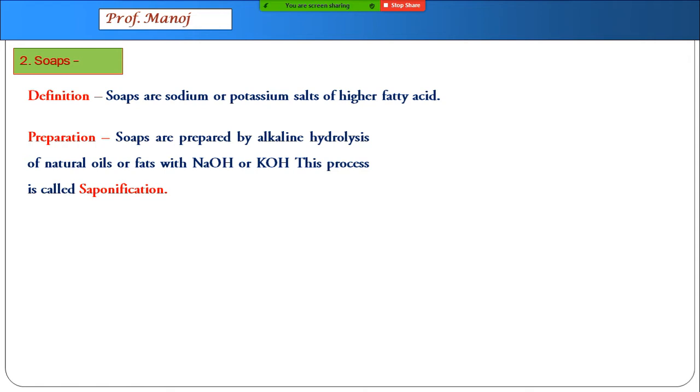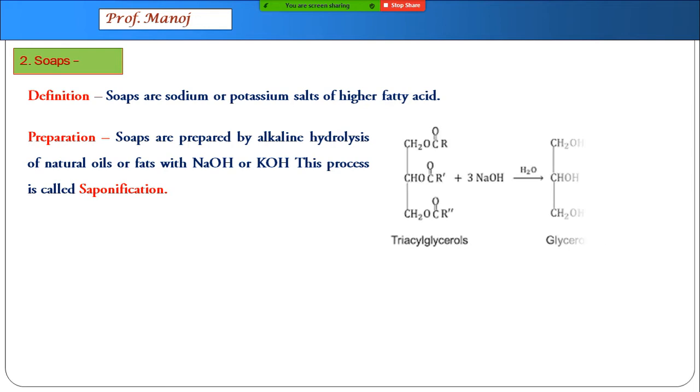When soaps are manufactured, basically natural oil or natural fat is treated with NaOH or KOH. This process looks somewhat like this. The first structure we see is the structure of oil or fat. This oil or fat is treated with 3 times NaOH, producing the salt of fatty acid, the last molecules, which is nothing but soap. What remains as a byproduct is glycerol. This entire process is called saponification.